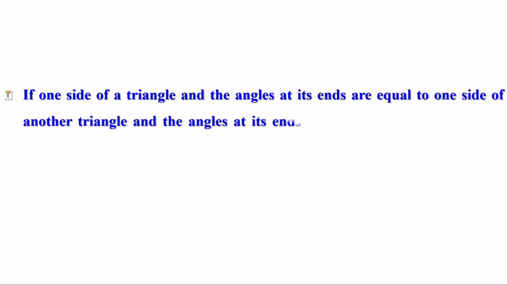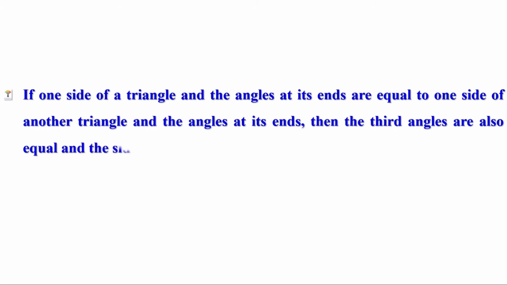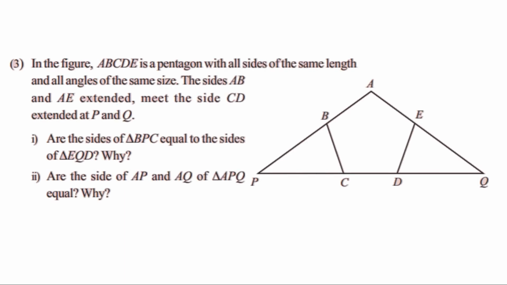If one side of a triangle and the angles at its ends are equal to one side of another triangle and the angles at its ends, then the third angles are also equal and the sides opposite equal angles are equal. Now let us take the answer of the homework.